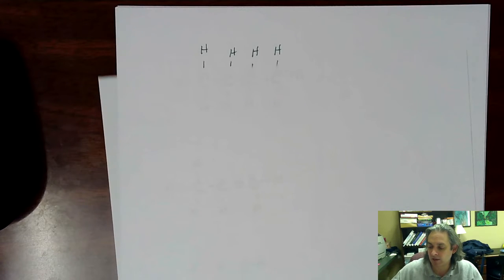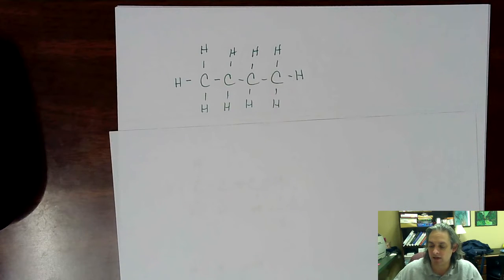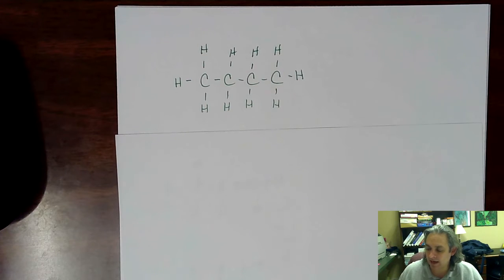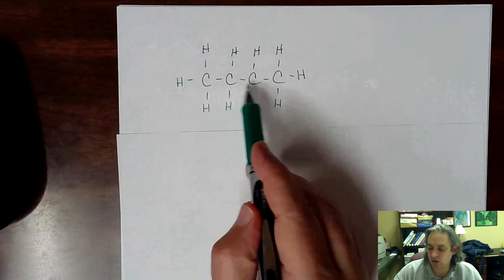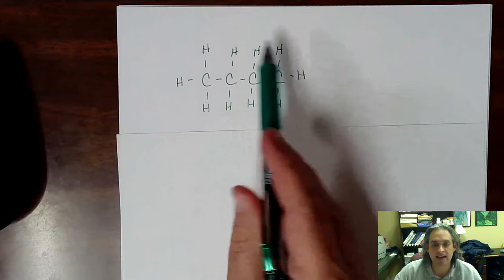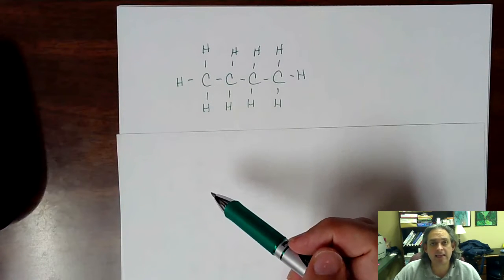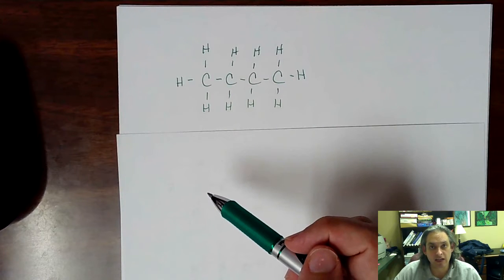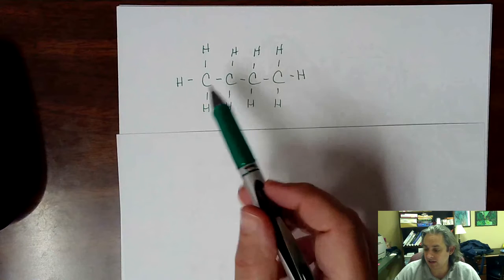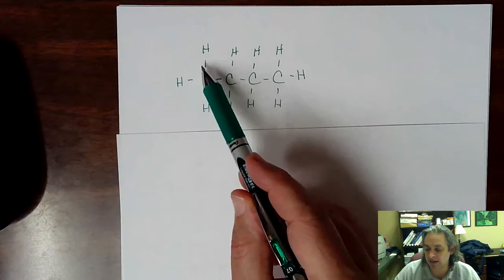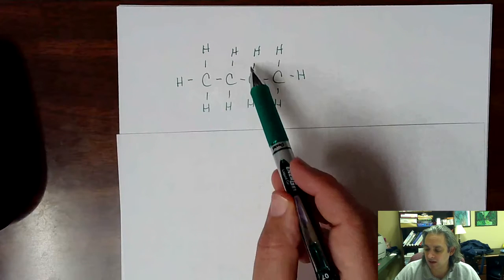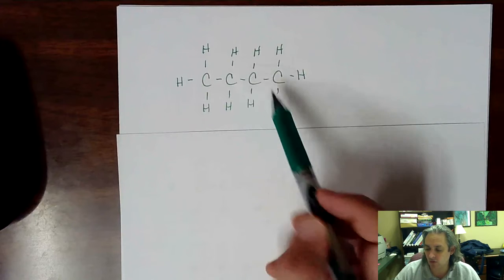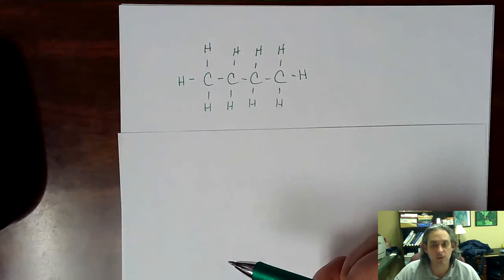So the first compound I want to look at is this one right here. This compound is called butane, and butane has 4 carbons, 1, 2, 3, 4, and it has 10 hydrogens surrounding it. Now the key thing to remember about organic compounds is that every carbon has 4 bonds, and you can see that's the case here. This carbon has 1, 2, 3, 4 bonds. This one here has 1, 2, 3, 4. All these carbons have 4 bonds.